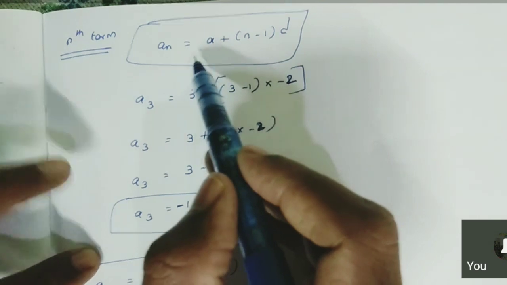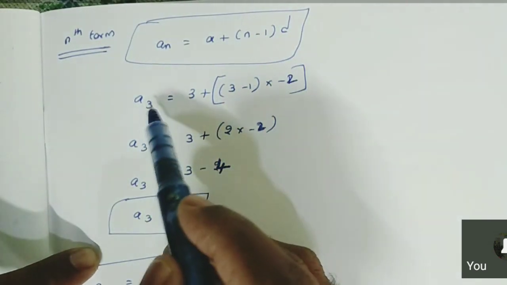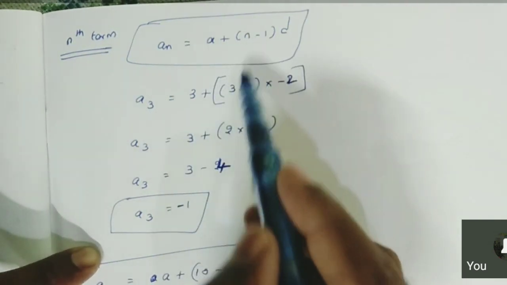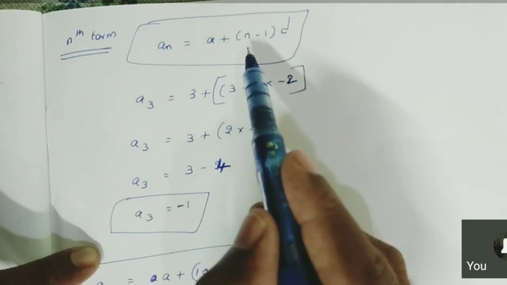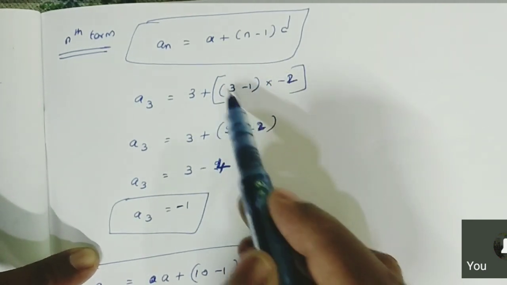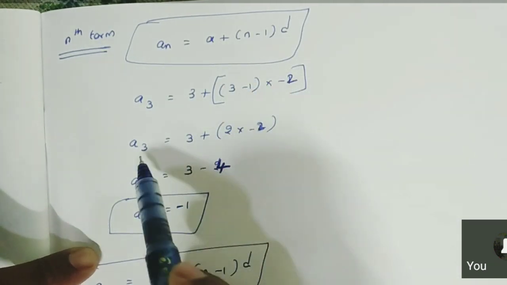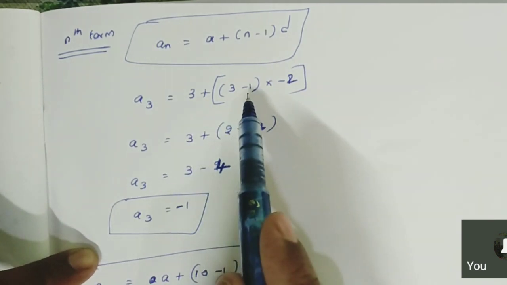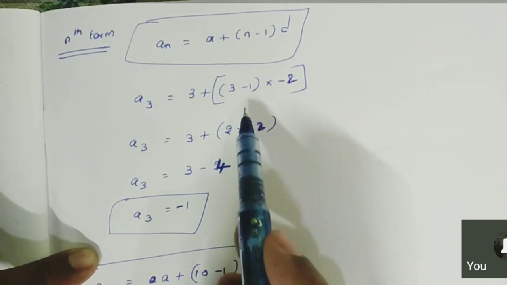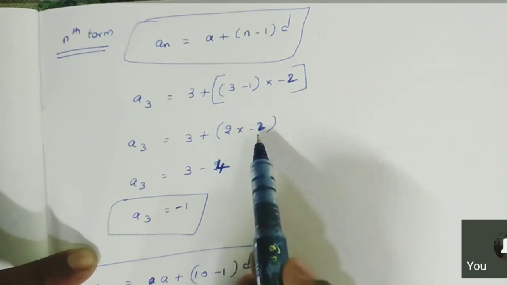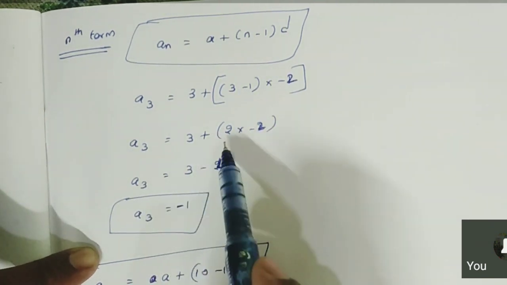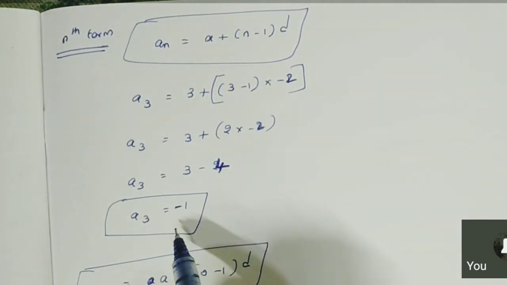The nth term formula is An equal to A plus n minus 1 into D. Then A3 is equal to 3 plus 3 minus 1, where the n value is 3, into minus 2. 3 minus 1 is 2, 2 into minus 2 is minus 4. Then A3 is equal to 3 minus 4. So A3 is equal to minus 1.